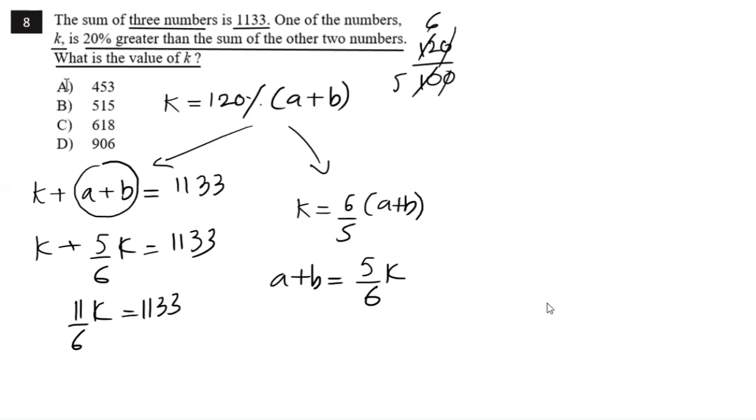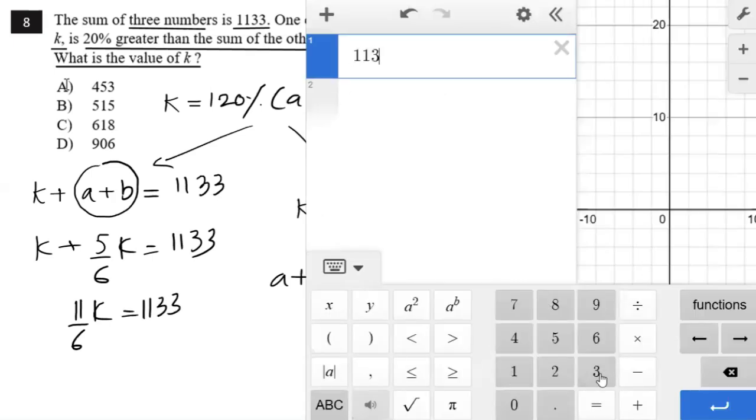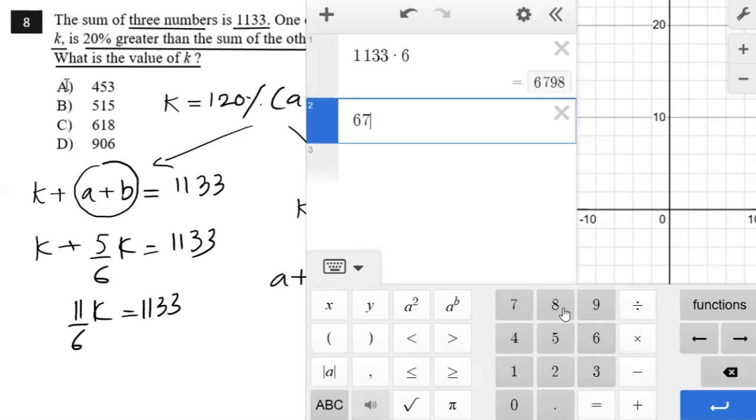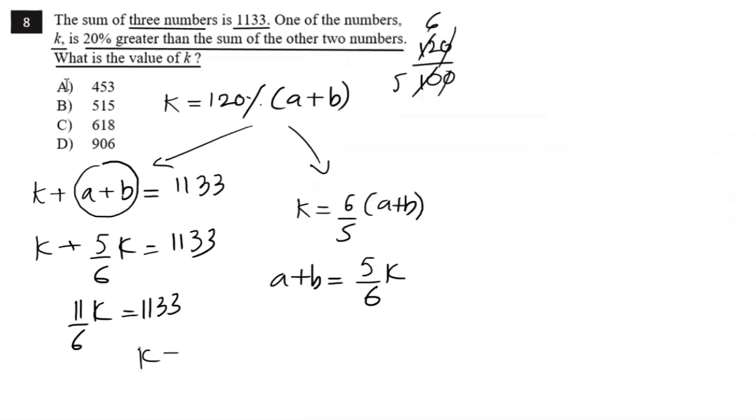Again, you can use a calculator. So 1133 times 6 is 6798, and divide this by 11. So the answer is 618. So C is the correct answer.